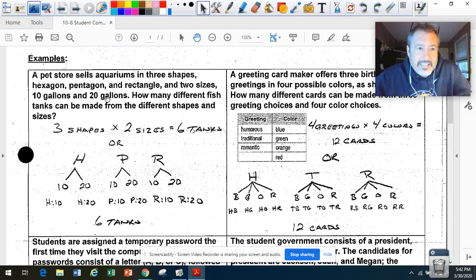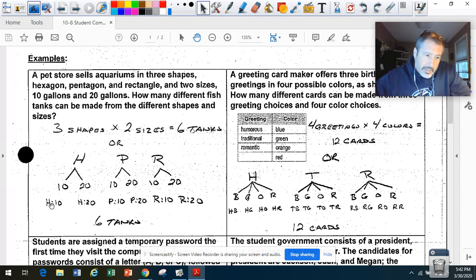Now, one of the easiest ways to solve these is to just multiply. I have 3 shapes times 2 sizes, which means I'm going to get 6 different tanks here. If we do it as a tree diagram, I have a hexagonal tank. I can get the hexagonal tank in a 10-gallon size or a 20-gallon size. I can get a pentagonal tank in either the 10-gallon size or the 20-gallon size, or a rectangular tank in the 10-gallon size and the 20-gallon size.